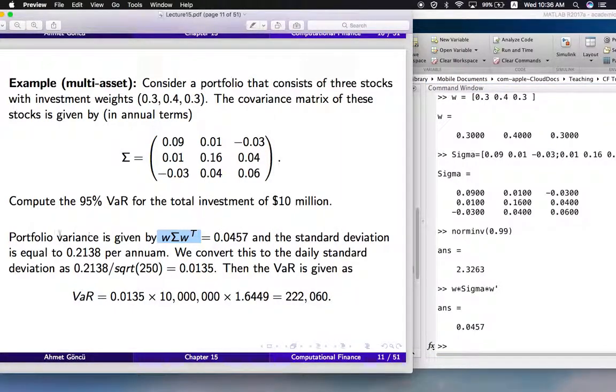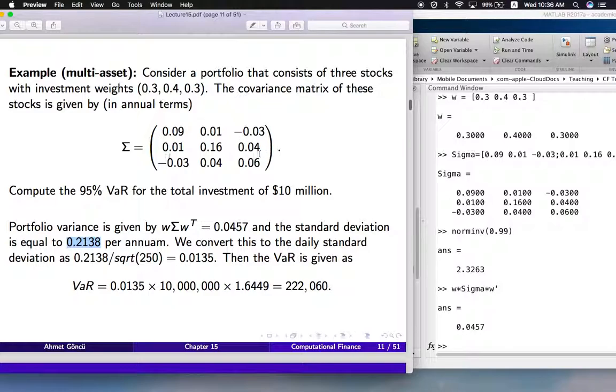And then simply you can take the square root to calculate the standard deviation. And one thing that we need to be careful about, the values in this covariance matrix are denoted in annual terms. So since these are annual terms, our portfolio standard deviation is also calculated per annum. So we need to convert this to daily by dividing by the square root of 250. There's some small typo here, but this will correspond to a 1.35% daily standard deviation for the whole portfolio.